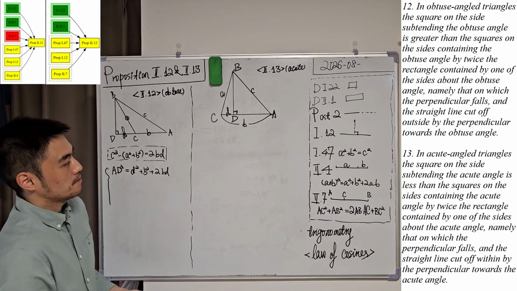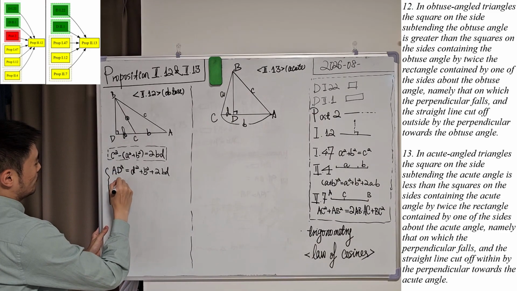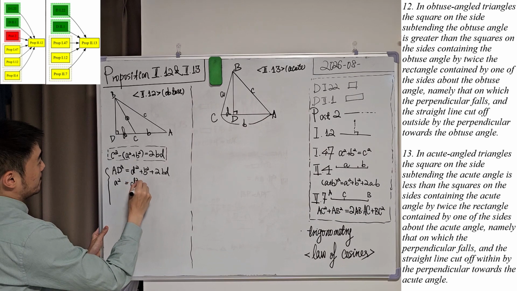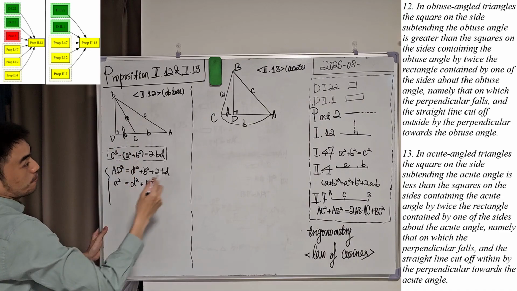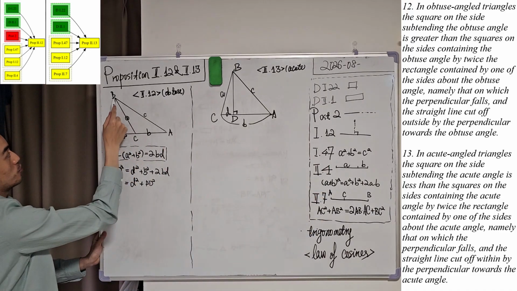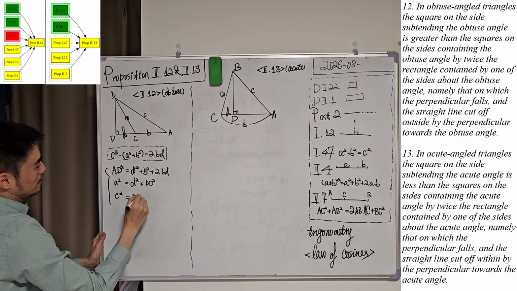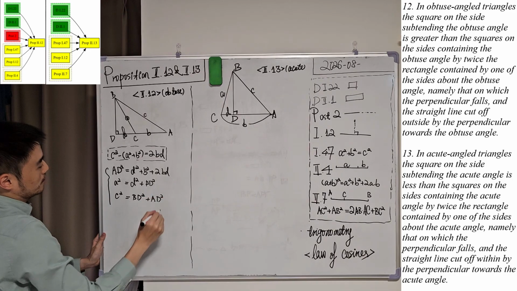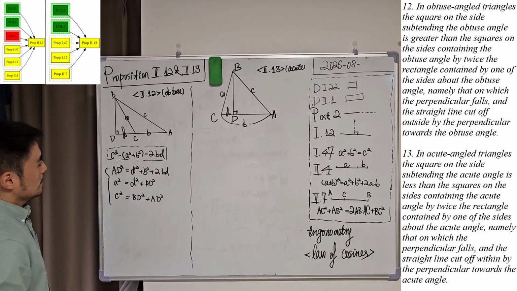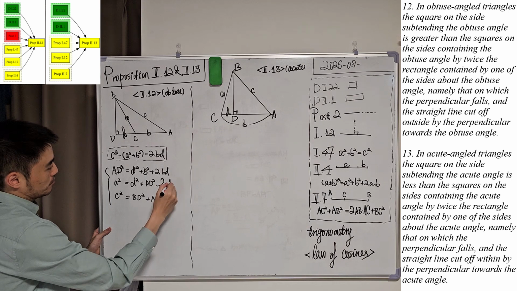And if we apply Proposition 47 from Book 1, we have A square is equal to D square plus the square on BD in this right-angled triangle BDC. And if we apply it again in right-angled triangle BDA, we have C square will be equal to BD square plus AD square, correct? Okay, and in the next step, let's plug in these two equalities into the first one.